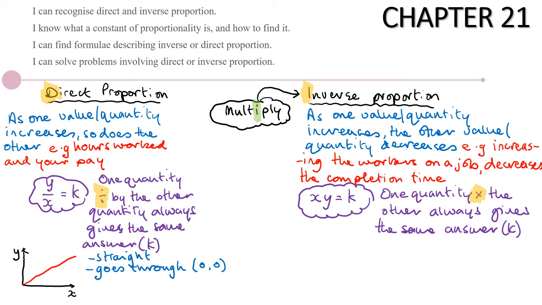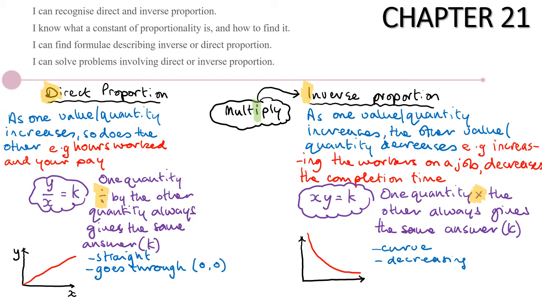Now with inverse proportion, the graphs tend to look like this. They curve down like that. So it's not a straight line, and it's going down. As one value gets bigger, can you see the other one is getting smaller? So it's a curve, and this curve is decreasing like this.